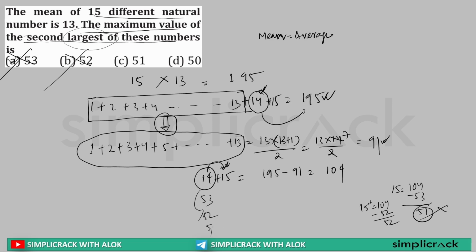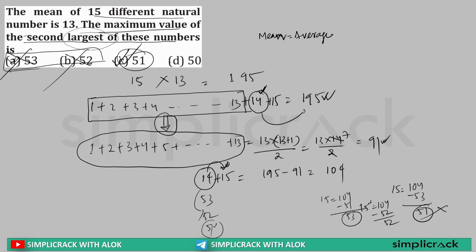Now, sir, if I take 51 as the value of the 14th, the 15th number will be 104 minus 51, that is equal to 53. Now 53 is greater than 51, and in all these options, after elimination of 53 and 52, this is the highest number among 50 and 51. So this is the possible answer: the second largest of this number is 51.